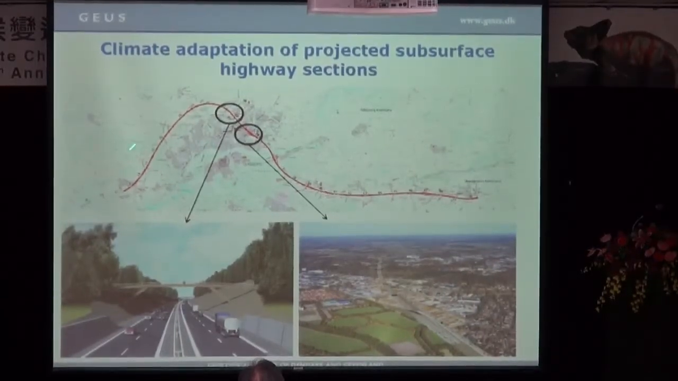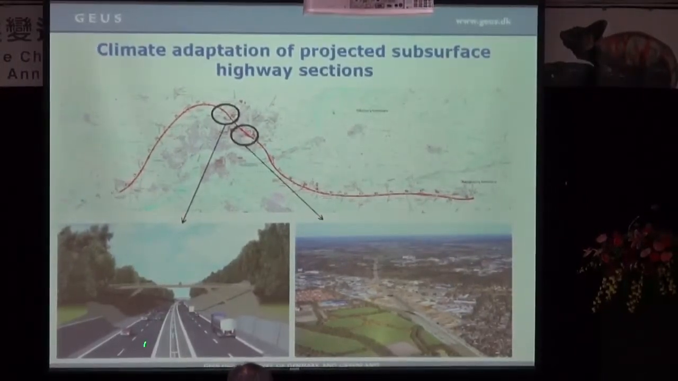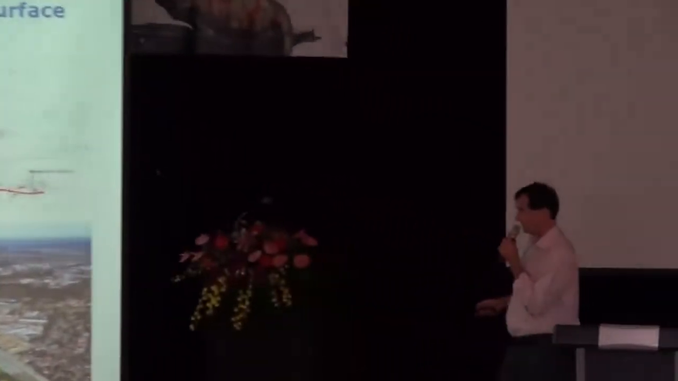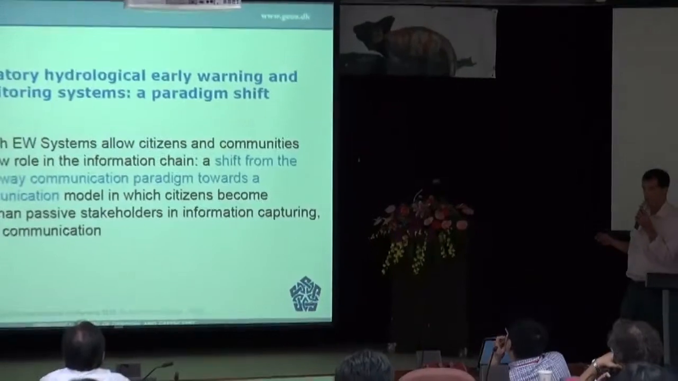We have a highway system which has been lowered. This is a highway system where we have different pumping on the left side and the right side in order to avoid flooding of the system, and this is also part of the early warning system. But what I really want to talk about is the participatory hydrological early warning. So this is the paradigm shift.